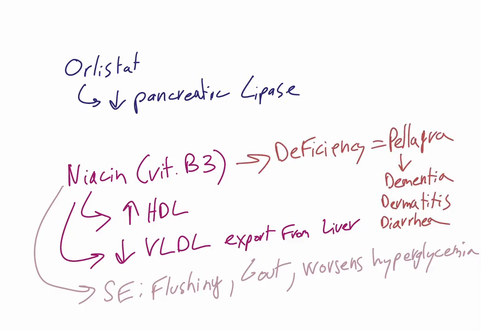The 3 Ds that you need to know are dementia, dermatitis, and diarrhea. So they might give you an example of Casal necklace. This is where you have hyperpigmentation of the sun-exposed neck area. They might also just give you a forearm with hyperpigmentation. And instead of dementia, they might give you delirium. So if you have an elderly patient that all of a sudden started taking niacin, and now all of a sudden they have hallucinations, diarrhea, darkening skin, that is your niacin deficiency.